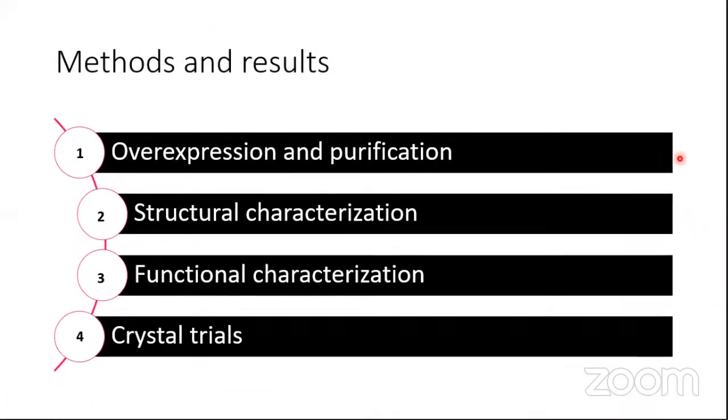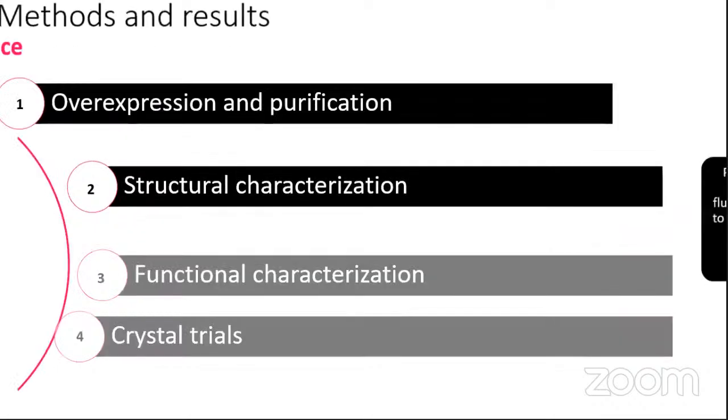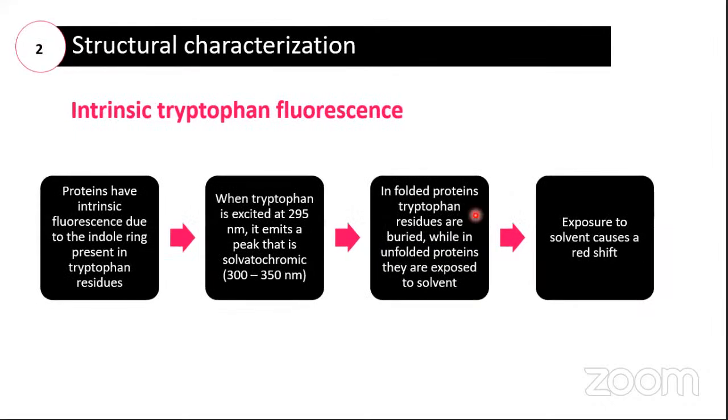The purification and overexpression protocols obviously were optimized in our laboratory. So once we now have protein in sufficient quantities and protein that is pure, we can begin with the structural characterization of the protein. An easy way to characterize the tertiary structure is with intrinsic tryptophan fluorescence. So just some background on the technique.